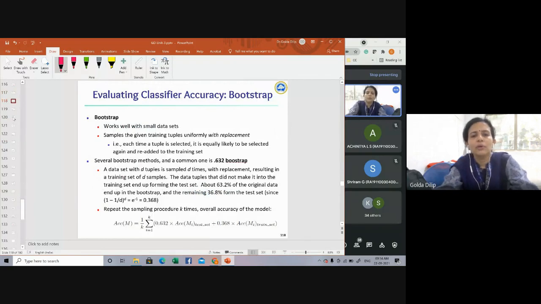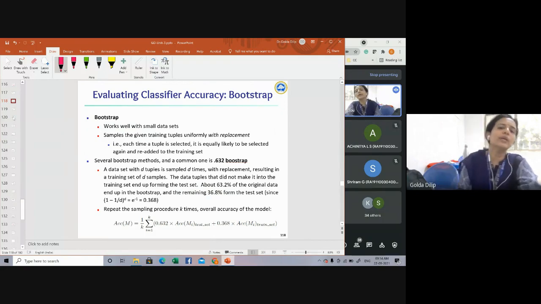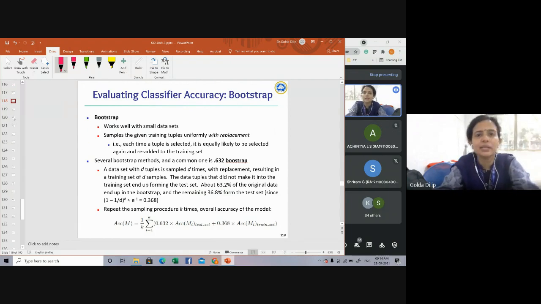Now moving on to two, three different techniques for evaluating the classifier's accuracy. So far we were looking into the various metrics. So how to evaluate the classifier's accuracy? For that we have what is called bootstrapping.